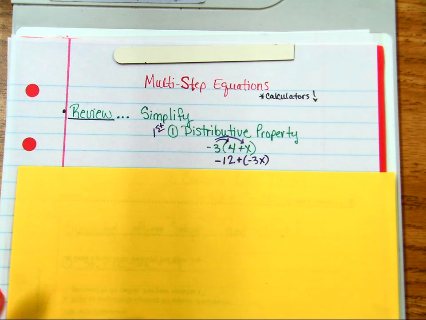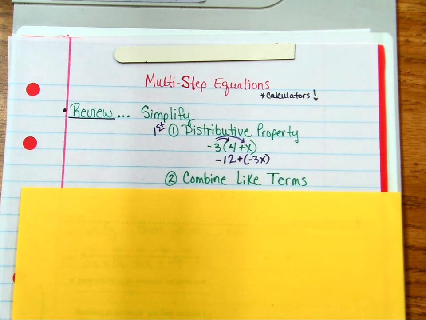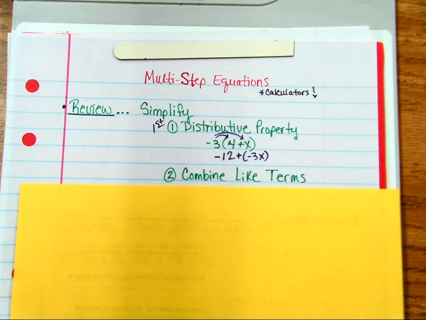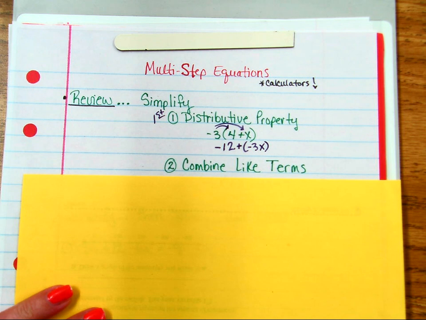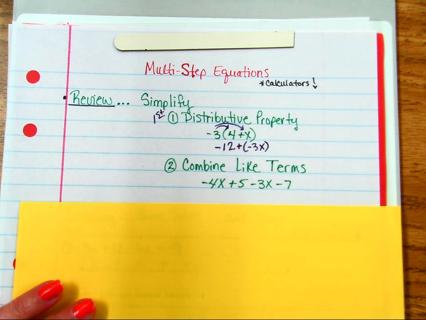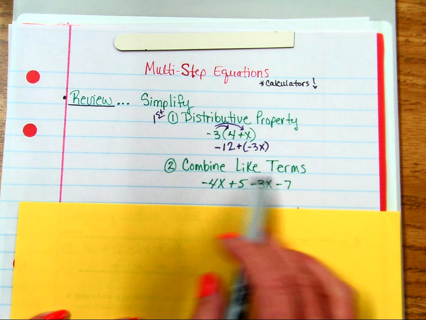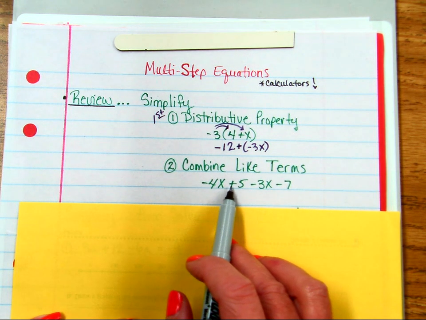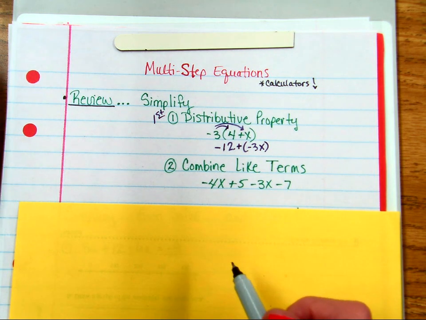The next part of simplifying means that we would need to combine any like terms. Now remember, like terms means that they have the identical variable with another term. So let's look at this next expression. And remember, if I go too fast, you simply just need to pause and get caught up. So in this expression here, negative 4x plus 5 minus 3x minus 7, we have some like terms.